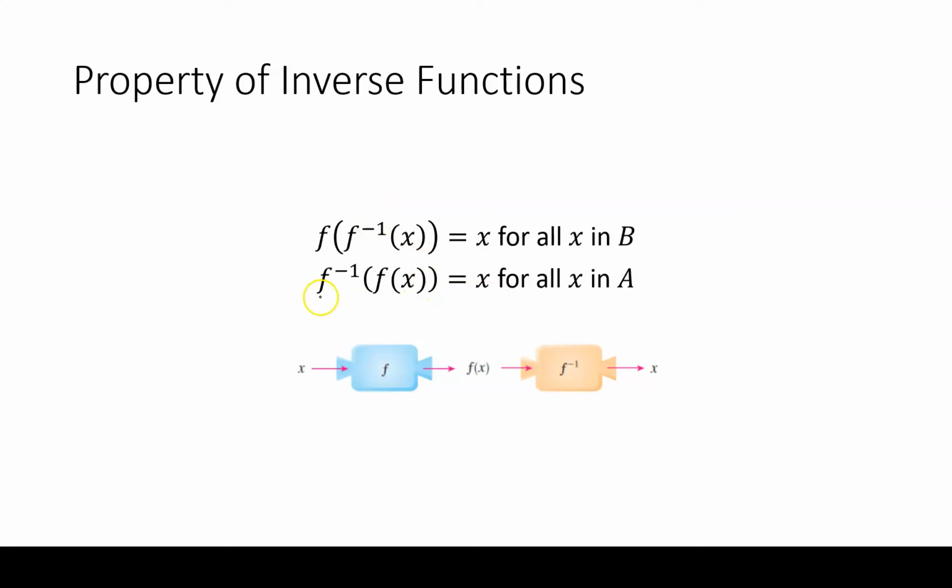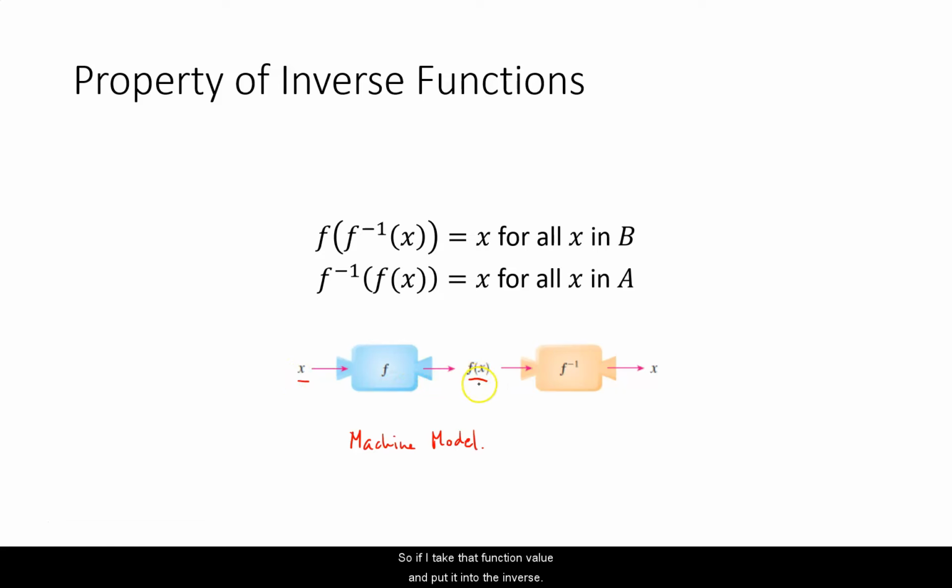On the other hand, if we do it the other way, f inverse composed with f of x, we see that for any x in A, the domain of the original function, essentially the same thing happens, where those two operations cancel out. We can visualize this with the machine model, where I like to picture the function f as a machine that takes some input value x and spits out a function value f of x.